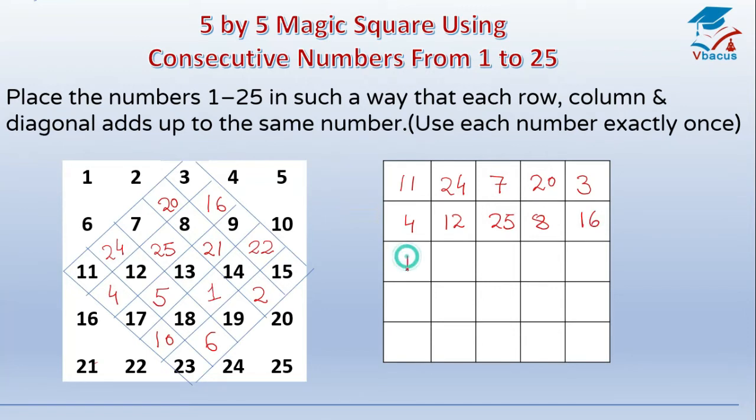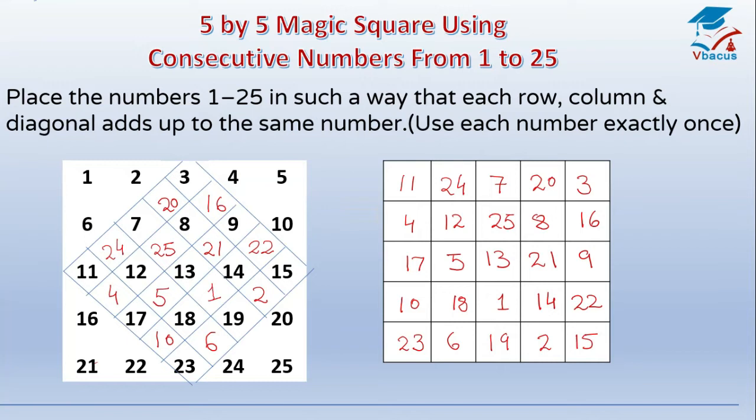Now 17, 5, 13, 21, 9, 10, 18, 1, 14, 22. Last row, 23, 6, 19, 2 and 15.